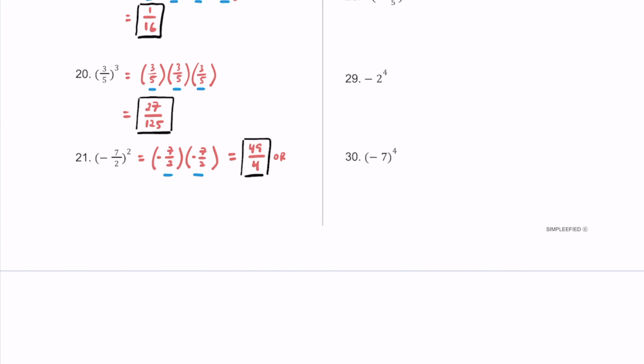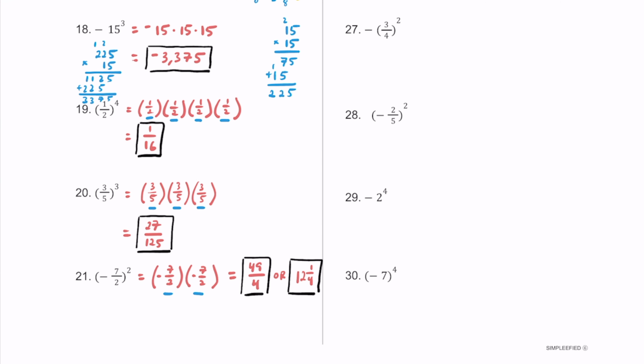4 would go into 49 12 times. So you could say this is 12¼ as well. So this would be the mixed number version if you needed to write that for a particular reason. Okay, let's move on to 22.